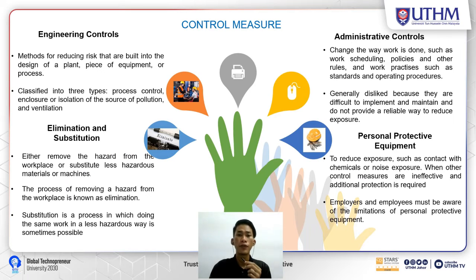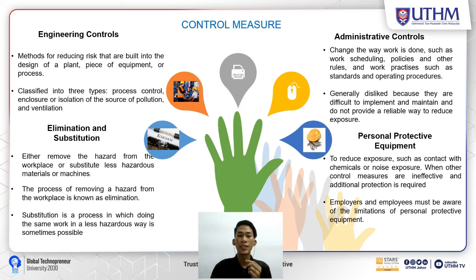Assalamualaikum. I will continue with the control measure. So, control can be defined as the elimination of a risk to the worker who enters any side of the work. So, there are 4 possible controls for a hazard that will be discussed in this session. So, let's begin with the elimination and substitution.